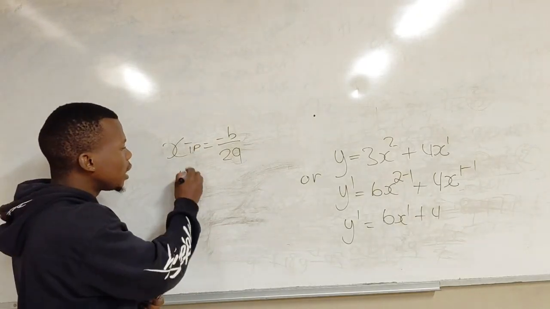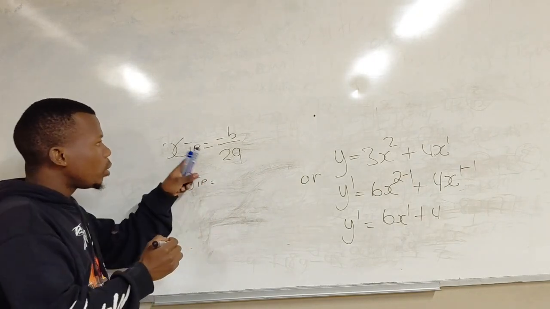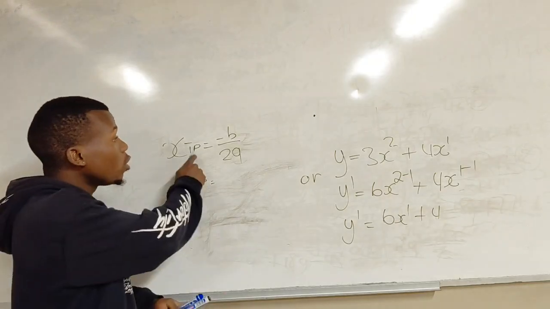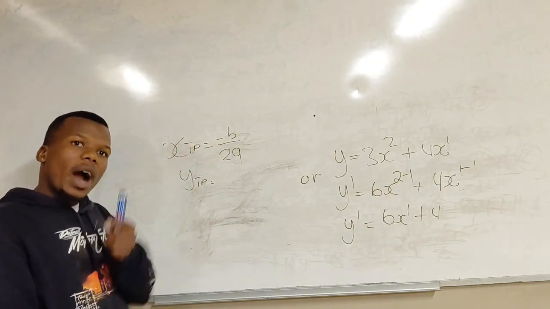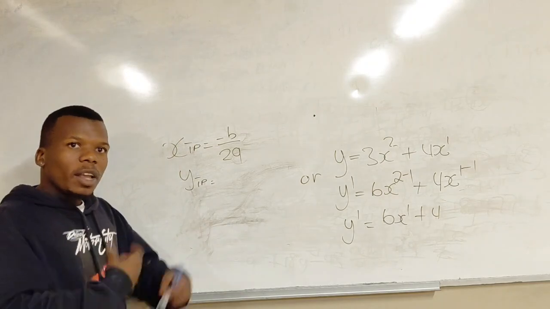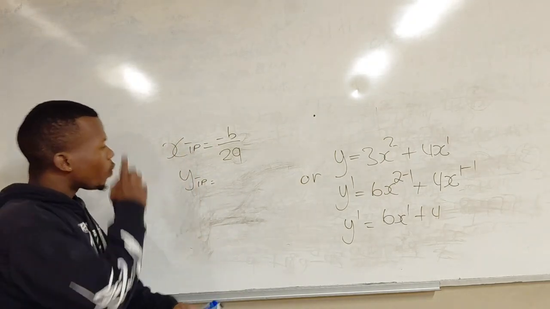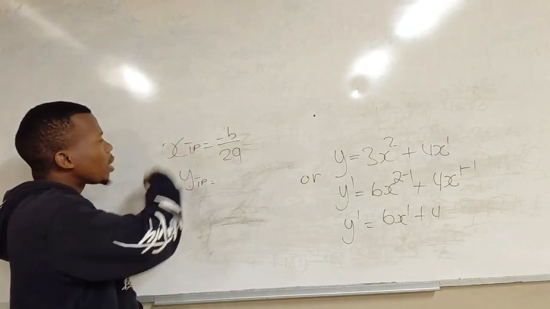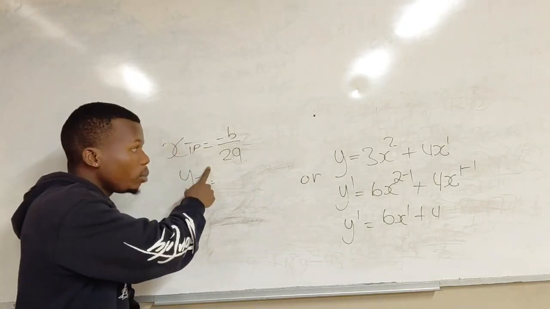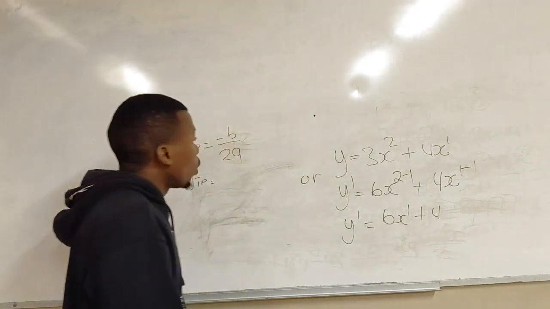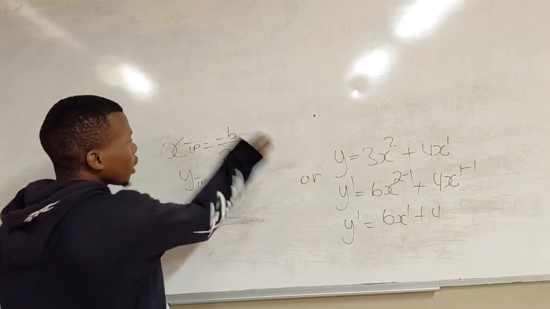Then how to get the y_tp? You sub x_tp into the original equation to get the value of y, because y is the dependent variable and x is the independent variable. Meaning in order for me to find the value of y_tp, I must first get the value of x_tp. Now let's find the coordinates of the turning point by deriving.